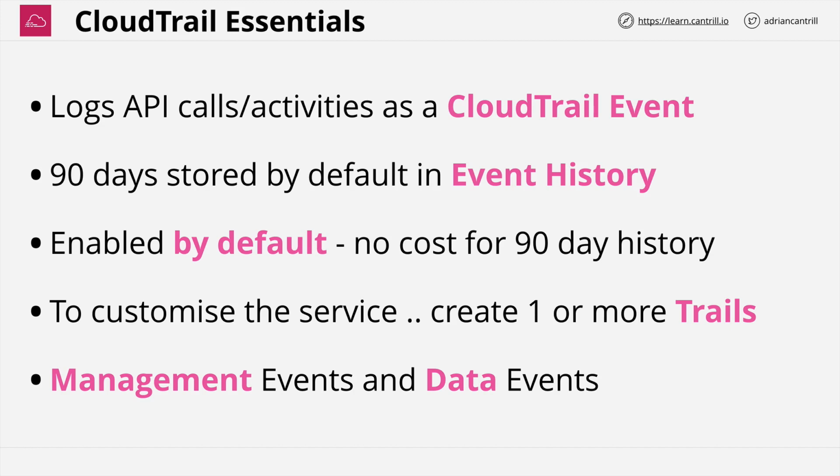Now, data events contain information about resource operations performed on or in a resource. So examples of this might be objects being uploaded to S3 or objects being accessed from S3, or when a Lambda function is being invoked. By default, CloudTrail only logs management events because data events are often much higher volume. Imagine if every access to an S3 object was logged. It could add up pretty quickly.